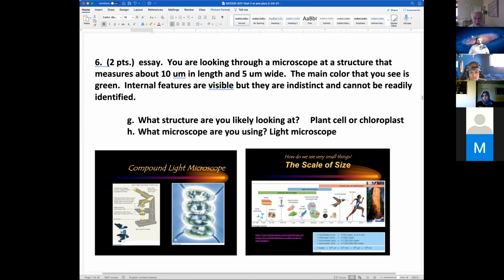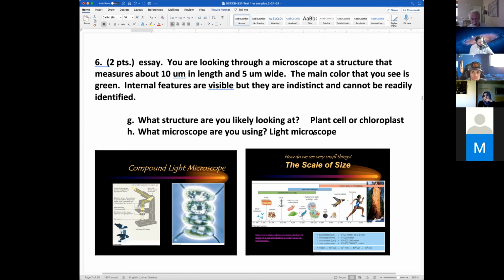And the size, 10 micrometers to 5 micrometers, you can't really read this chart, but you may recall when we talked about it, that size range covers organelles and cells. And so it's the right size for either a plant cell or a chloroplast. And so then what microscope are you using? It's a light microscope. And why is that?